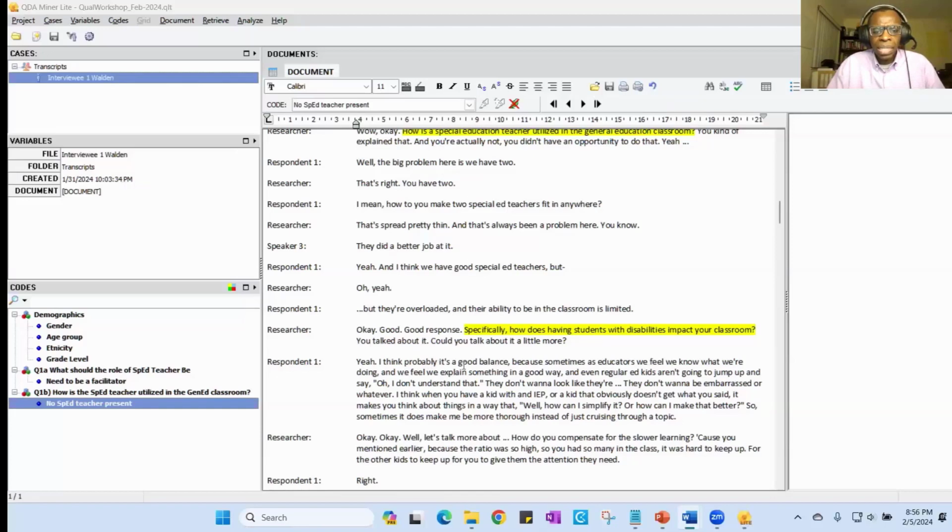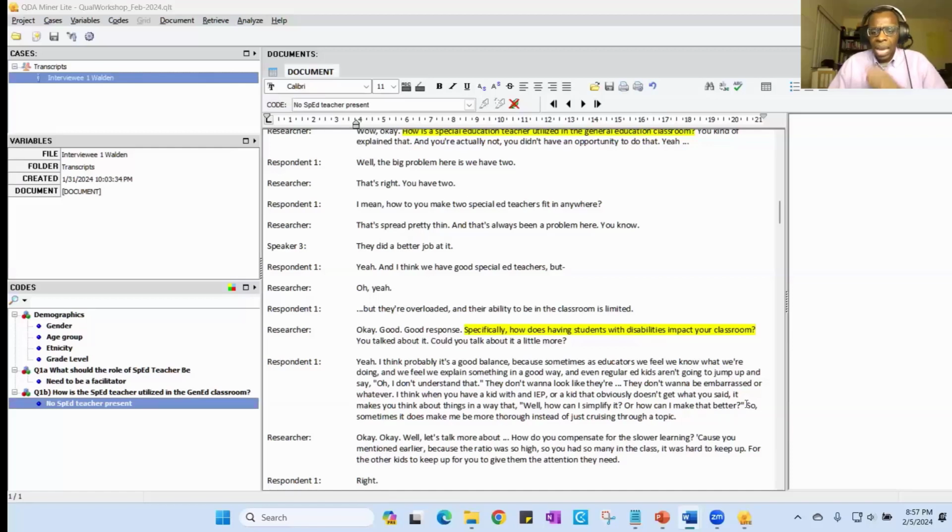Yeah, I think probably it's a good balance because sometimes as educators, we feel we know what we're doing and we feel we explain something in a good way. And even regular ed kids aren't going to jump up and say, "Oh, I don't understand that." They don't want to look like they don't want to be embarrassed or whatever. I think when you have kids with an IEP or a kid that obviously doesn't get what you said, it makes you think about things in a way, well, how can I simplify it? Or how can I make that better? So sometimes it does make me be more thorough.